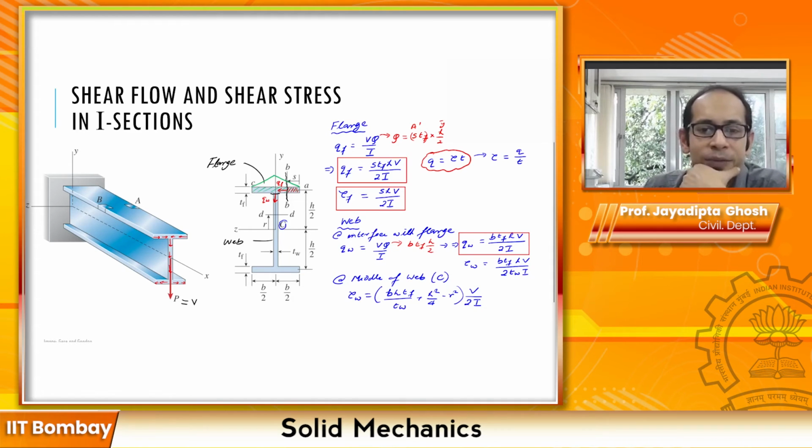Now as I was saying, if you put R equals H over 2, that is, if you're trying to derive the shear at this particular point, you see it becomes H square by 4, this one cancels, and eventually it becomes B H TF V divided by 2 I TW, which is essentially this one.